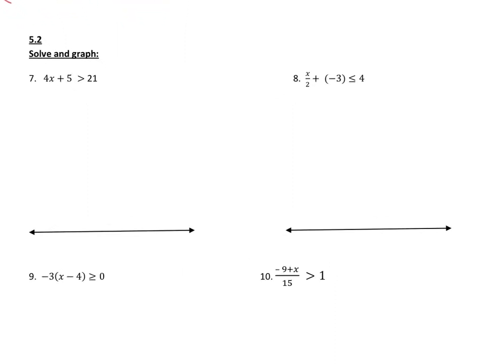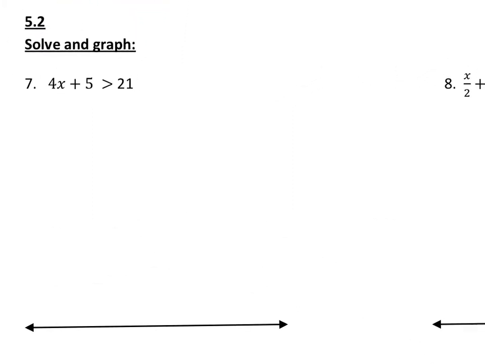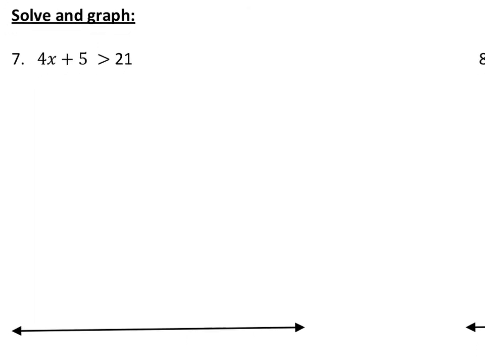Okay, all right, let's zero in on number 7. So for number 7, again, let's draw the line straight down the middle. I'm going to focus on this left side because that's where the x is. And what I'm going to do first is I'm going to do the opposite of adding 5. I'm going to subtract 5. This cancels. Subtract 5 here. So I just have 4x on the left side. I still have greater than. And this 21 minus 5, that gives me 16.